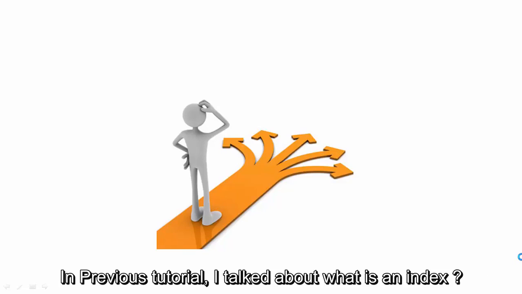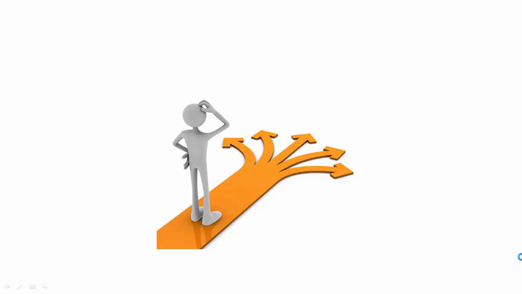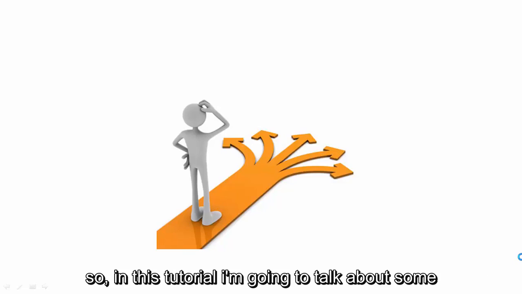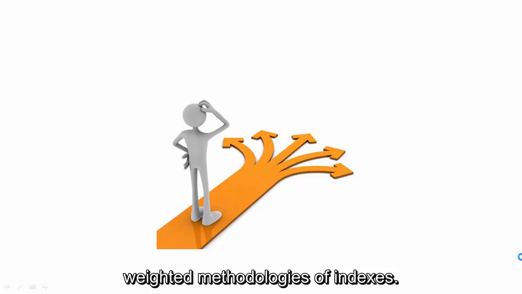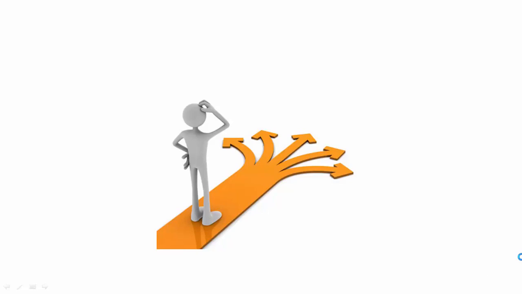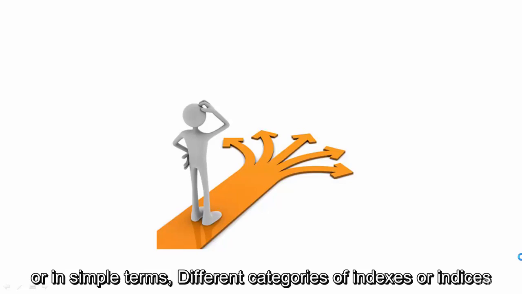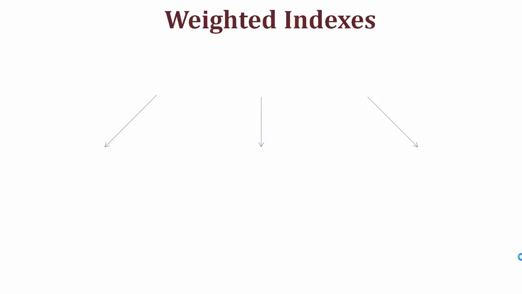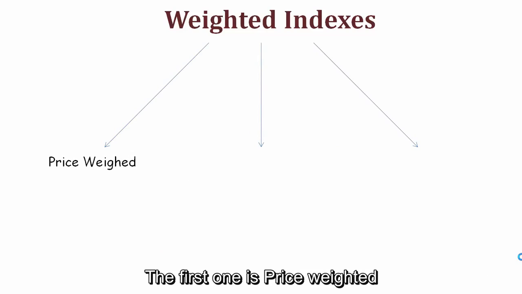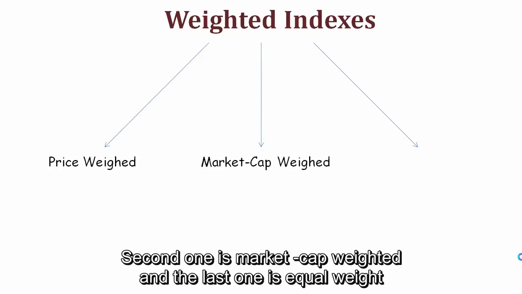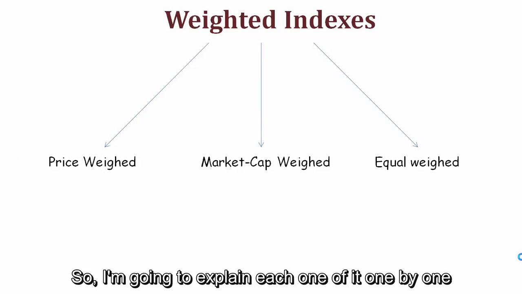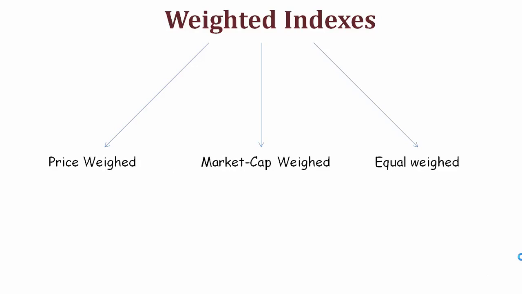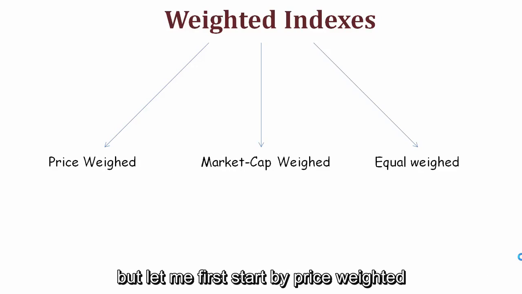In the previous tutorial, I talked about what is an index. So in this tutorial, I am going to talk about some weighted methodologies of indexes, or in simple terms, different categories of indexes or indices. There are typically three types of indexes. The first one is price weighted, the second one is market capitalization weighted, and the last one is equal weight. I'm going to explain each one of them one by one, but let me first start with price weighted.